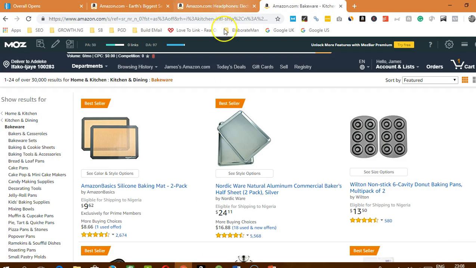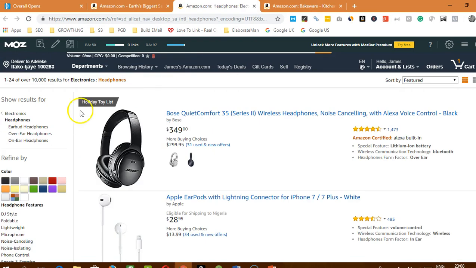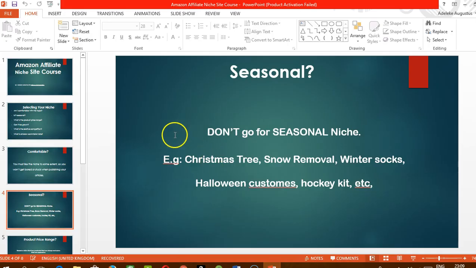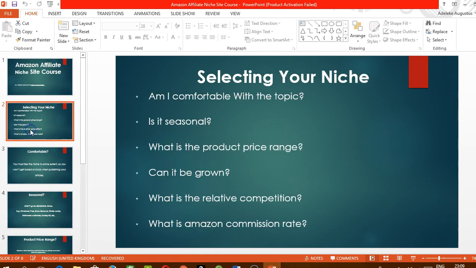And from all indication, baking is not seasonal. You can bake any time of the year. And headphones are not seasonal. You can listen to music any time of the year. So far, the two niches that we selected have passed two of those tests. Number one, we are comfortable writing about it. Number two, it is not seasonal.